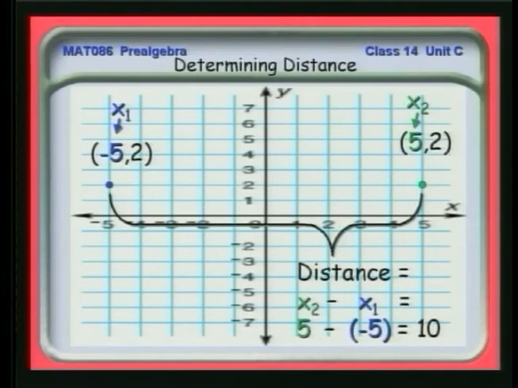What we want to do is take the distance as x2 minus x1. 5, and then since we have minus a minus 5, minus a minus is a plus, so I see there the distance is 10. If I take x1 minus x2, all that would have happened is I get minus 10.